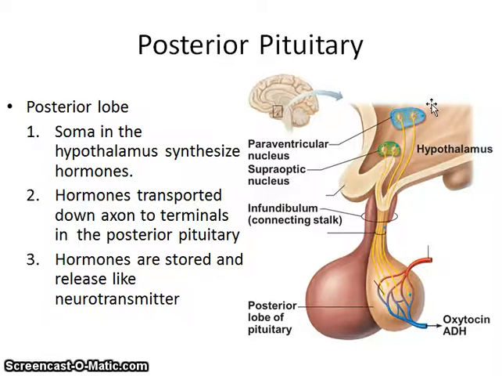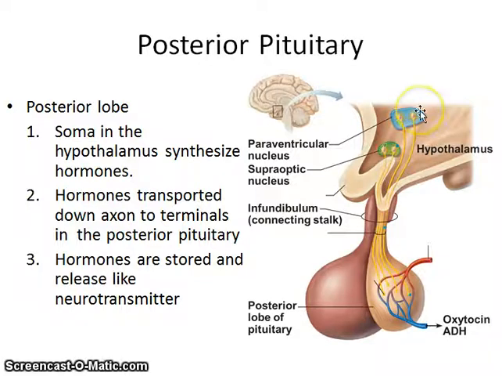So what you have then is the situation where cell bodies, or somas, in the hypothalamus synthesize the hormones, transport them down the axons, and then store the hormones in the axon terminals, just like they were a neurotransmitter like acetylcholine. So how it would work then is neurons in the hypothalamus would be monitoring the amount of water in the bloodstream.